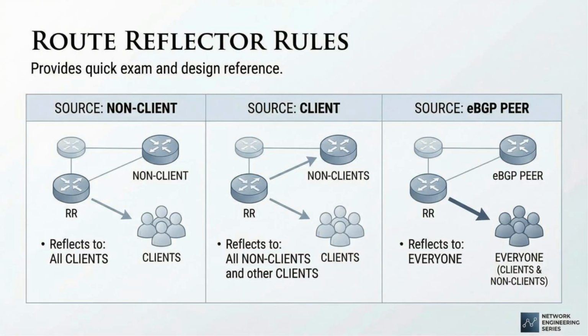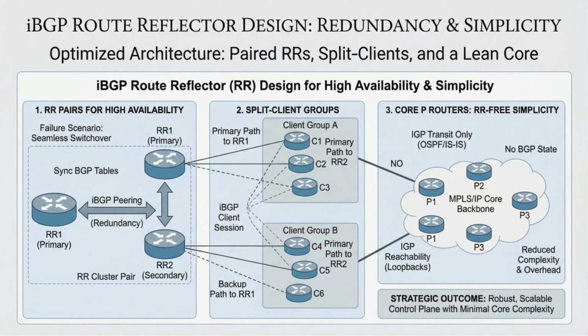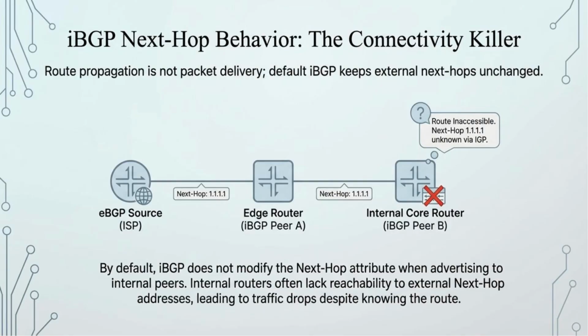This design pattern is the standard for service provider networks and large enterprises. We usually deploy route reflectors in pairs for redundancy so that if one goes down, the entire routing table isn't lost. Section 5. Next hop behavior and next hop self.